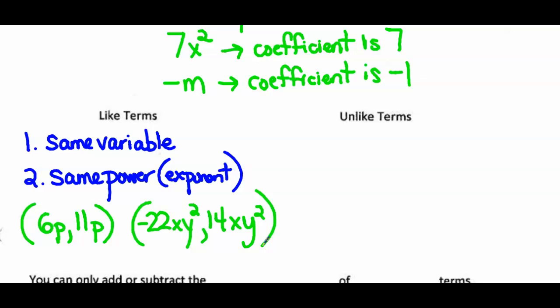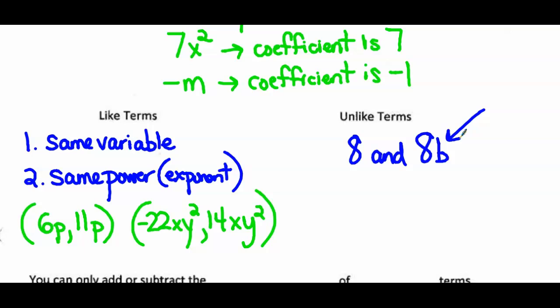And let's finish up by saying what unlike terms are. Unlike terms could be like 8 and 8b. So think to yourself, why are those unlike terms? Hopefully you can answer that. Those are unlike terms because the second term has a variable of b and the first one does not.